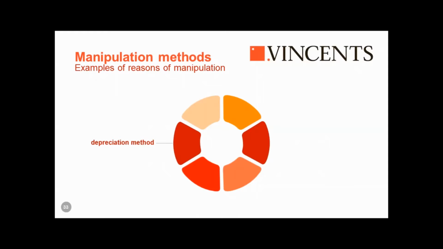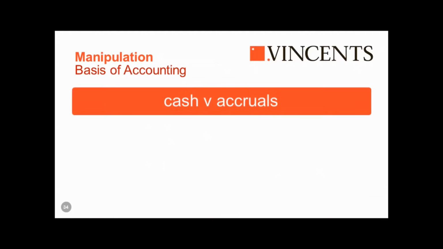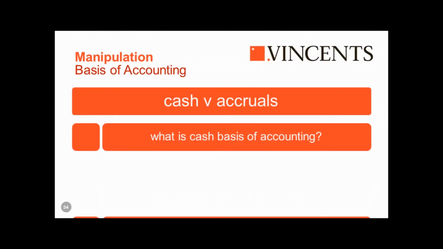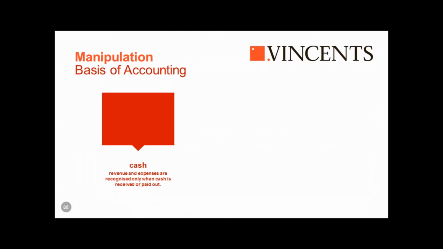Okay, so the reasons, and now some of the manipulation methods we go through: depreciation method, and the basis of accounting. Everyone heard of the cash basis of accounting or the accrual basis? Which is the right one? You've got 50-50. It depends. If you're assuming it's accrual, then if you're something else. Probably better to explain what the two are. What is cash, what is accrual?